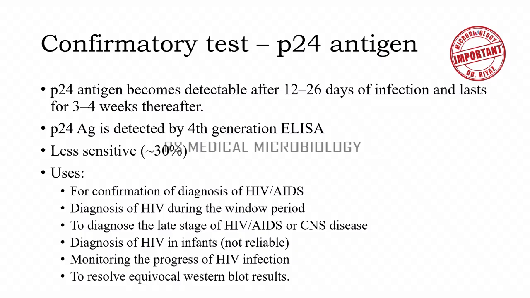Confirmatory test, we use P24 antigen because this antigen is inside the core of the HIV virus, and it is detectable after 12 to 26 days of infection and can be there for up to a month, and generally we use a 4th generation ELISA. The purpose of this is to confirm the diagnosis of HIV or to look for HIV in the window period, late stage of HIV or AIDS. The diagnosis of HIV in infants might not be very reliable. More reliable is the proviral DNA estimation and the monitoring of progress of viral infection, and to resolve whenever there are equivocal results in your Western blot testing.